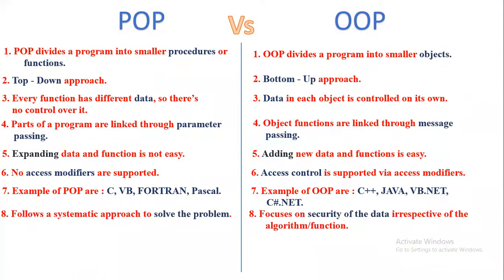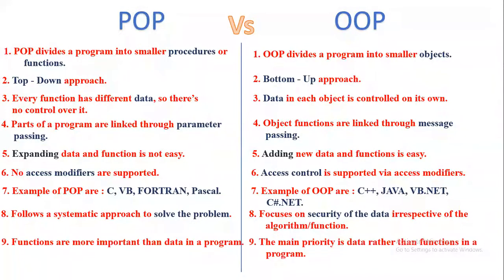And next, see, POP follows a systematic approach to solve the problem. That means POP follows a certain algorithm or procedure. But coming to object oriented programming, the focus is on security of the data, irrespective of the algorithm or whatever the function it may be. And coming to POP, functions are more important than data in a program. But in object oriented programming, the main priority is data rather than functions in a program.